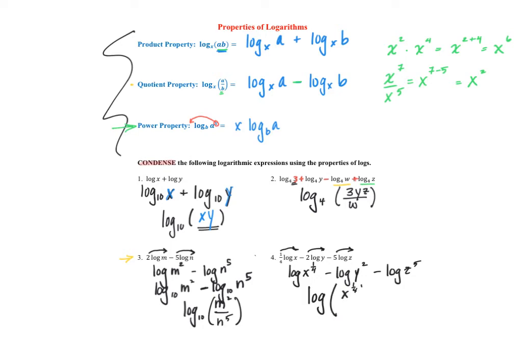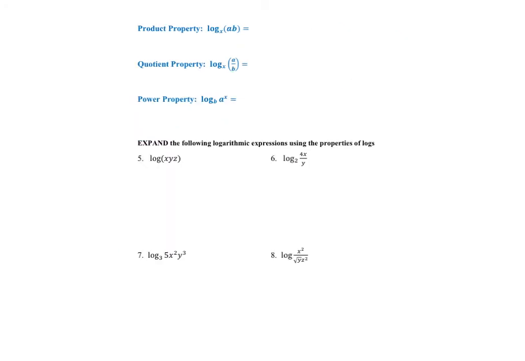The second log was subtracted from the first, so that means that y squared is going to go in the denominator. Now, the next log is subtracted as well, so that's going to put that z to the fifth in the denominator, because you're always focusing off of how it builds off that first term. We're going to do the opposite for this section.